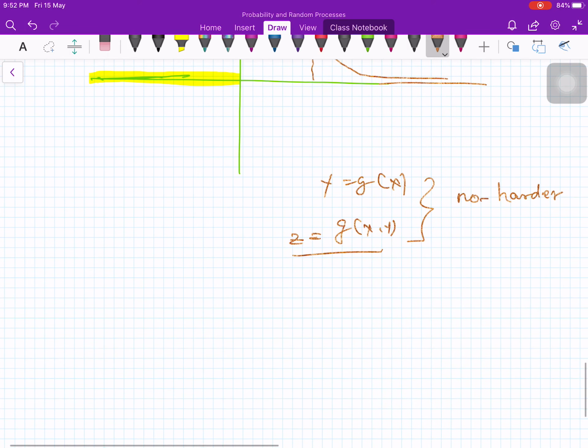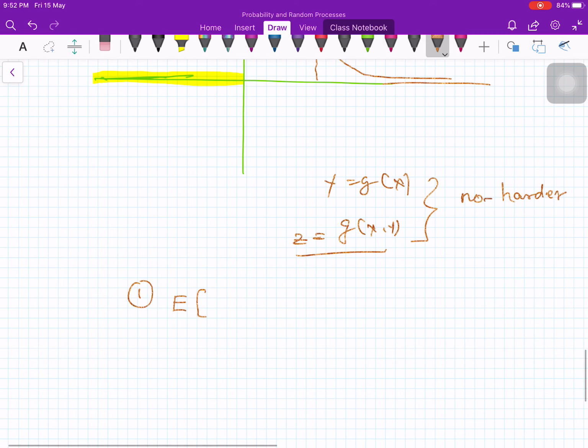Okay, now by the way, since we dealt with this example, we will ask a couple of questions. The first question is, what do you think is going to be the expected value of the random variable? What is E of z? What do you think?